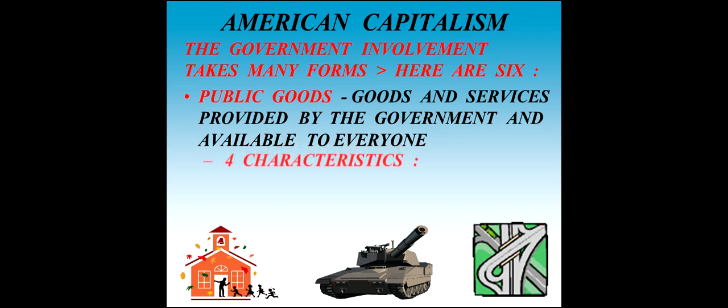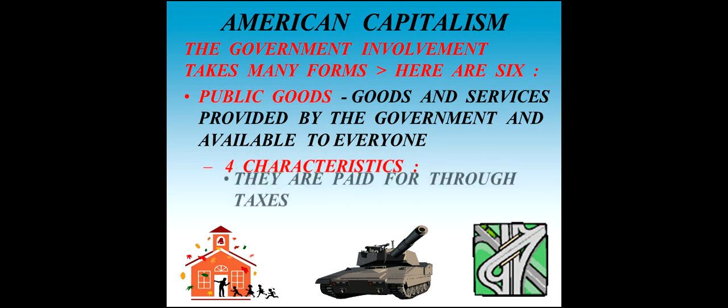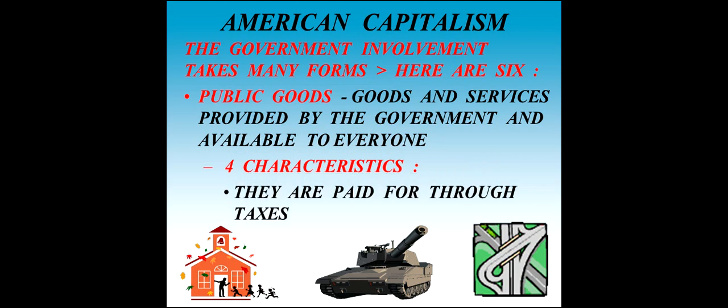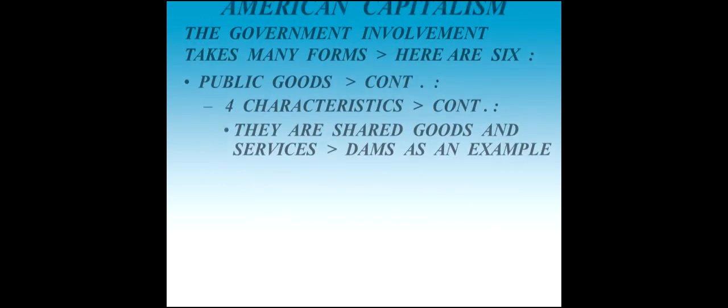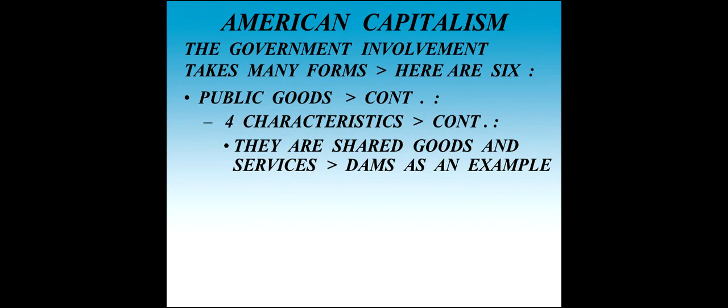There are four characteristics for public goods, for something to be classified as a public good. First, they're paid for through taxes. In other words, we collectively shoulder the burden as a society for the provisioning of these public goods. The second characteristic is that they are shared goods and services by the entire society. Everybody can use the roads. We don't have any restrictions on that. I know you're thinking of toll roads, but I'll get to that in a second. I'm talking about the public freeways.